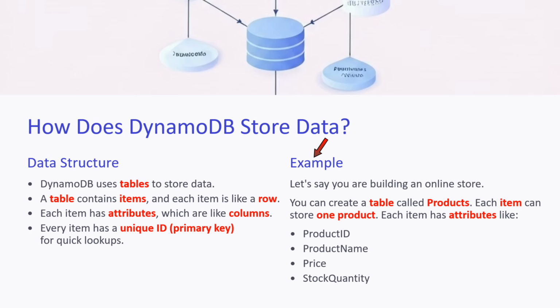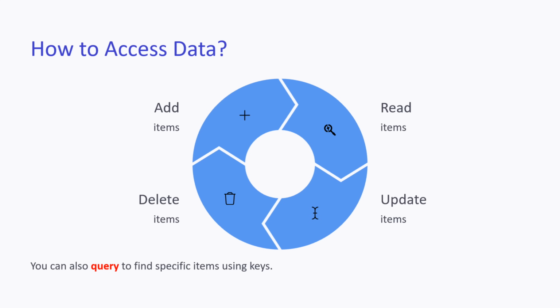For example, let's say you are building an online store. You can create a table called products, and each item can store one product. And each item has attributes like product ID, product name, price, stock quantity. How to access data? You can add items, read items, update items, delete items, and you can also query to find specific items using keys.